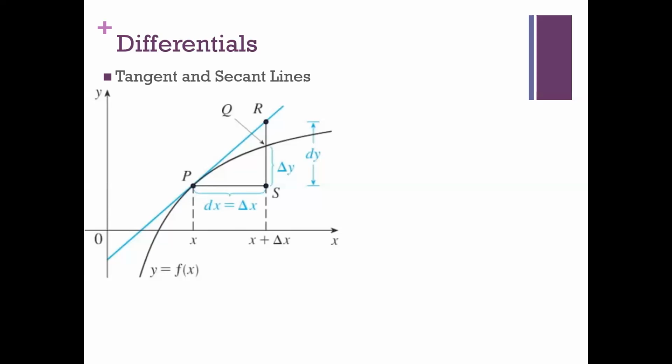Gary? Q is putting x plus delta x into the function. Right. So Q comes from the function itself, right? And by contrast, where does R come from? Okay. The derivative. R comes from the straight line, right?